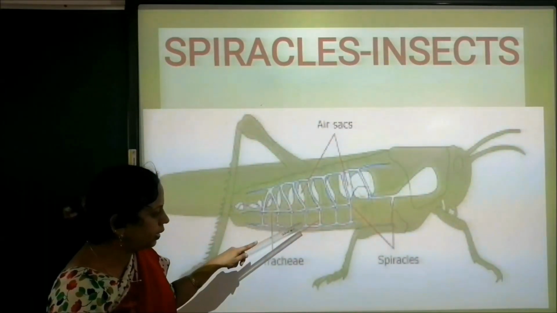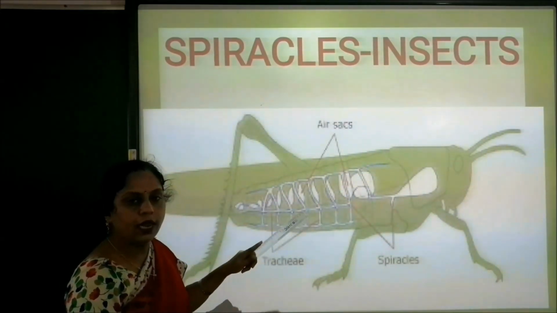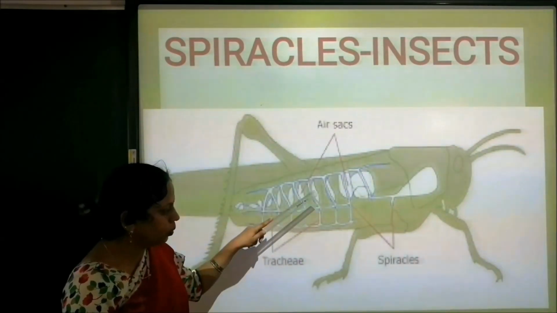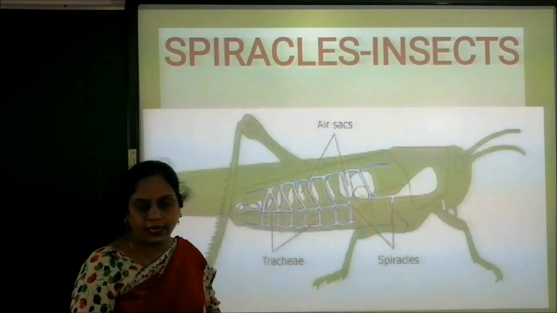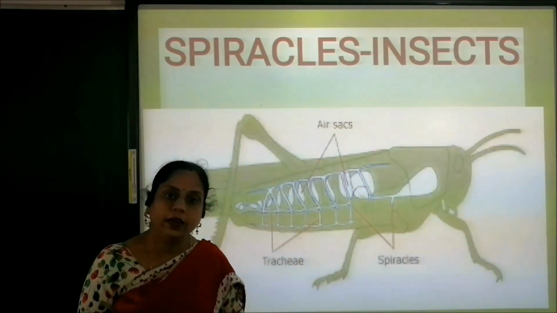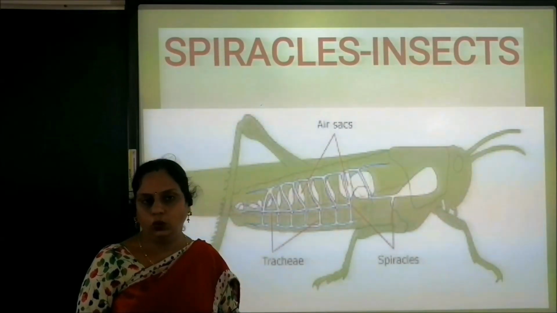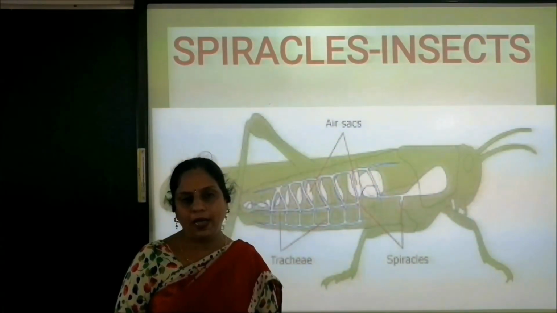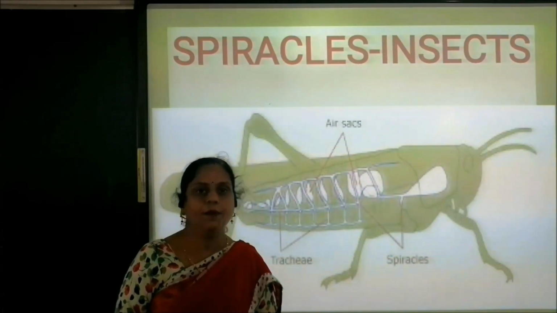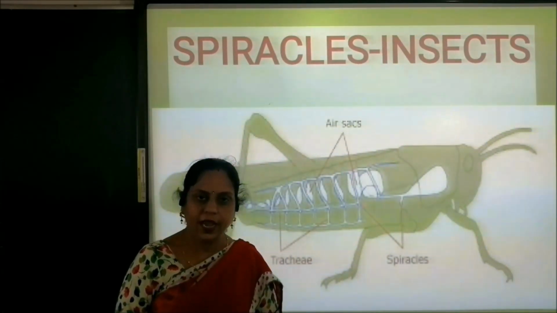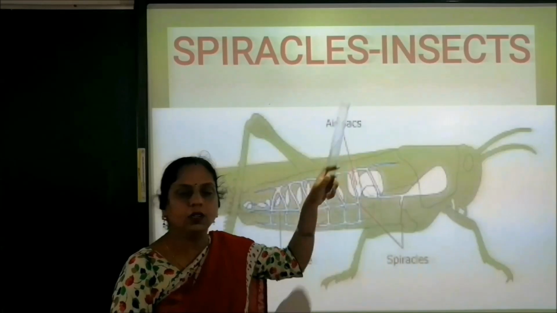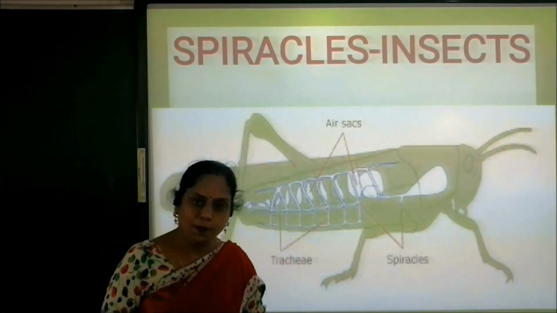These spiracles lead to slender tubes. Slender tubes means thin tubes. These spiracles lead to the thin tubes called trachea, which is present deep inside the body. And this trachea delivers the oxygen to the tissue. In the same manner, carbon dioxide is given out into the trachea, which is released into the environment through spiracles. So this way, insects breathe through the spiracles.